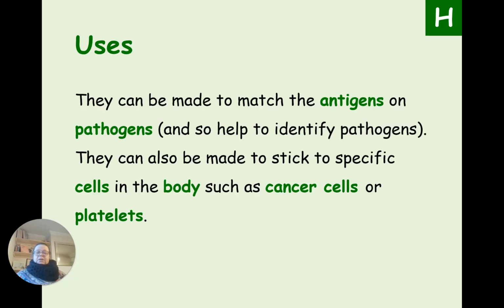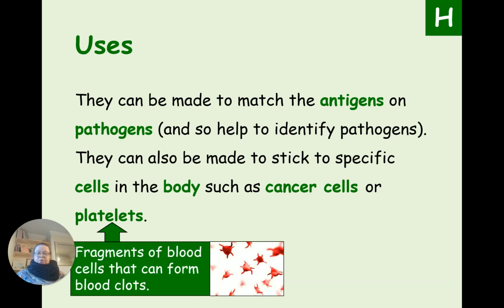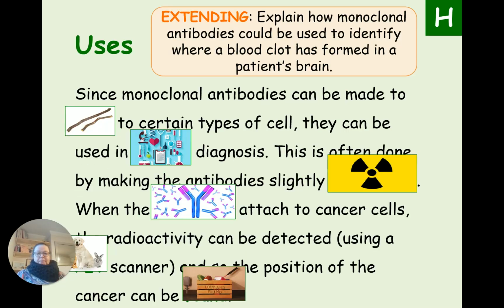Okay, so what we can do with those monoclonal antibodies is actually match the antigens on the pathogens to help identify pathogens. Or they can be made to stick to specific cells in the body, like cancer cells or platelets. So we will make monoclonal antibodies for a specific purpose. All right. If you're not sure what platelets are, they're little fragments of blood cells that help blood clot. But I'm sure you all know that anyway.